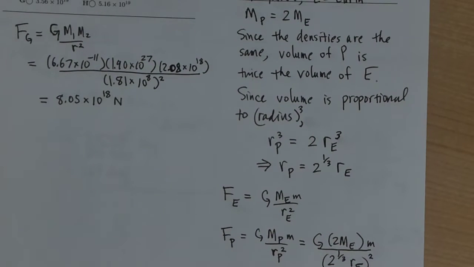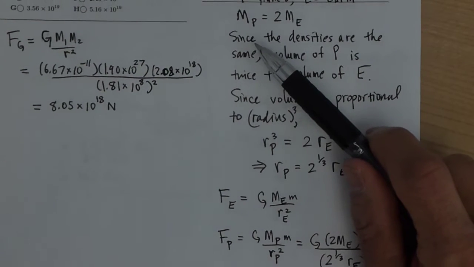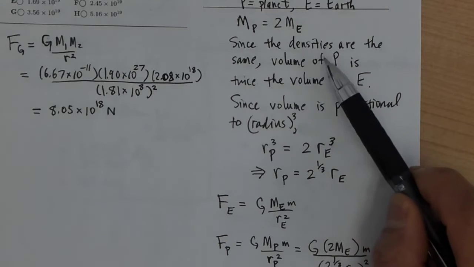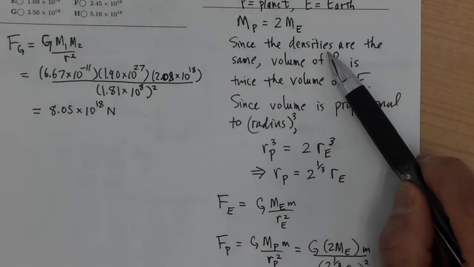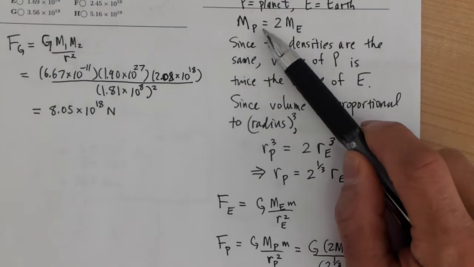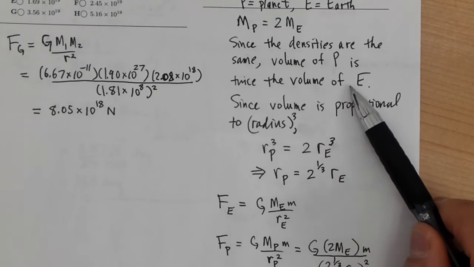Now the one maybe tricky step, that you may not be familiar with how to do and is slightly more complicated, is they tell you that the densities are the same. If the densities are the same, so density is mass per unit volume, and the planet P has twice the mass of Earth, then the volume of P must be twice the volume of E.